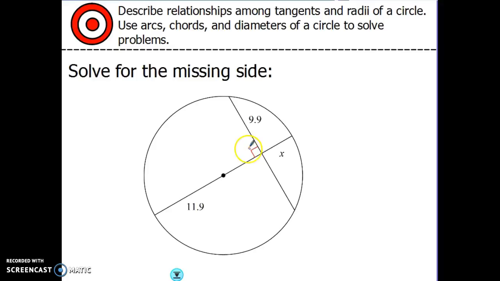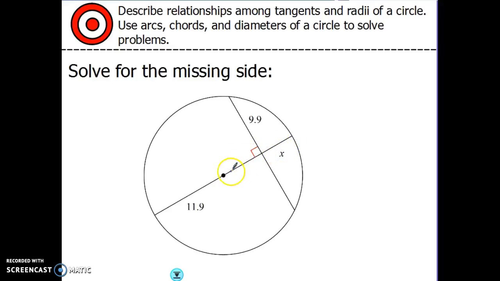Okay, so for example, in this problem, we're told that this radius right here is 11.9, and that this part of the chord is 9.9. And we're trying to solve for this little bit here, x. So we've got to strategize a little bit here. One key realization is that if this part is 11.9, that means that from here to here is a radius as well, which means this whole thing is 11.9. Now, if this whole thing is 11.9, and I figure out how big this little part is, I could subtract to figure out x.